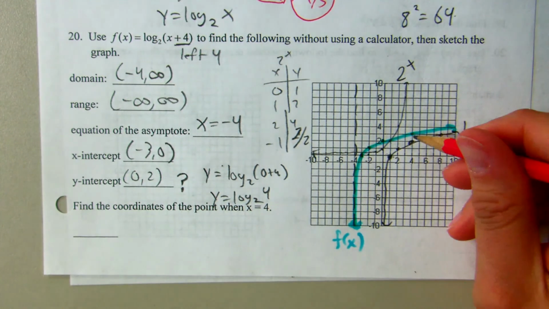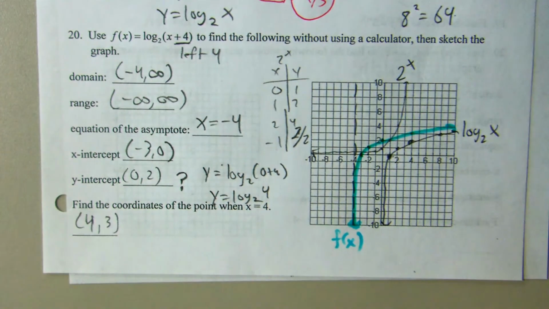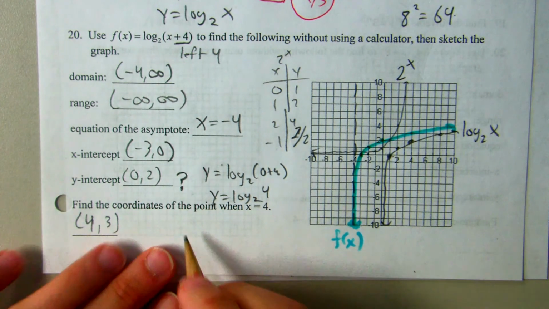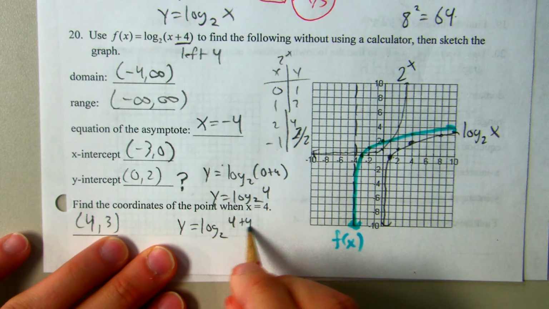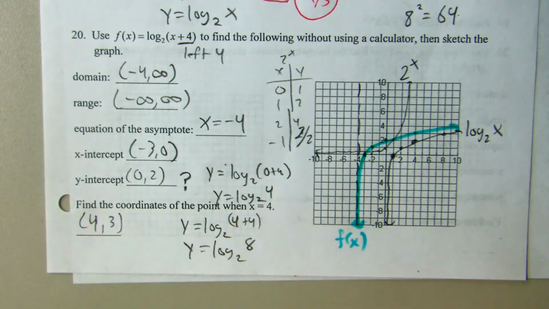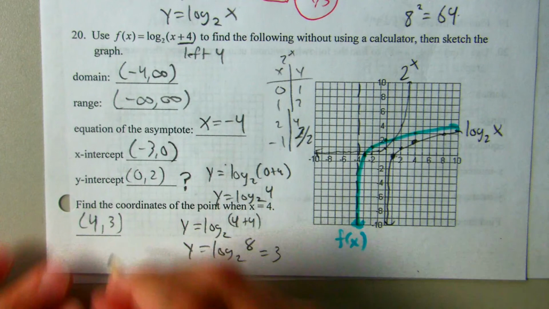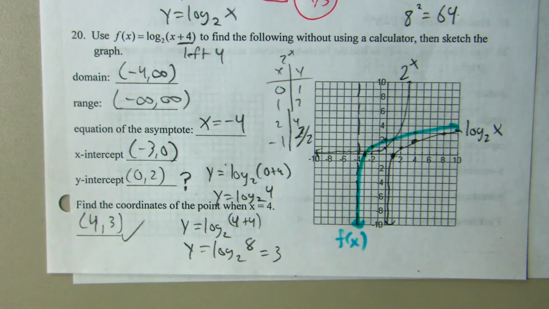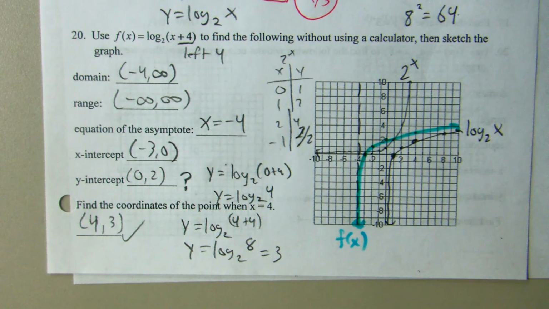And when x is 4, it looks like it's at 3. But again, that could be just me doing the sketch too quickly. So also plug it in. You see that y is log base 2 of 8. And 2 to the 3rd power is what gives you 8. So that's consistent with what the graph looks like. It could just be really close, so we're trying not to assume that.